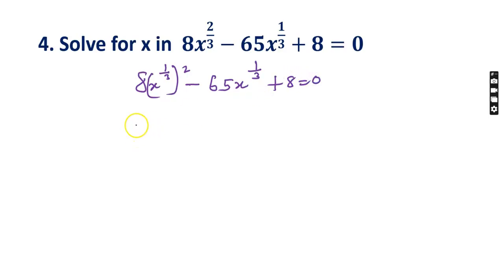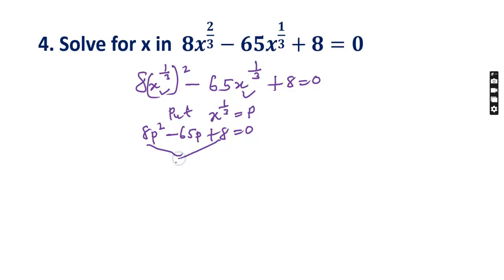So you discover that there's x raised to power 1 over 3 here, and there's also x raised to power 1 over 3 here. So I will put x raised to power 1 over 3 as p. So this gives me 8p squared minus 65p plus 8 equals 0. So I'll solve this together. It's a quadratic equation. This times this will give me plus 64p squared.